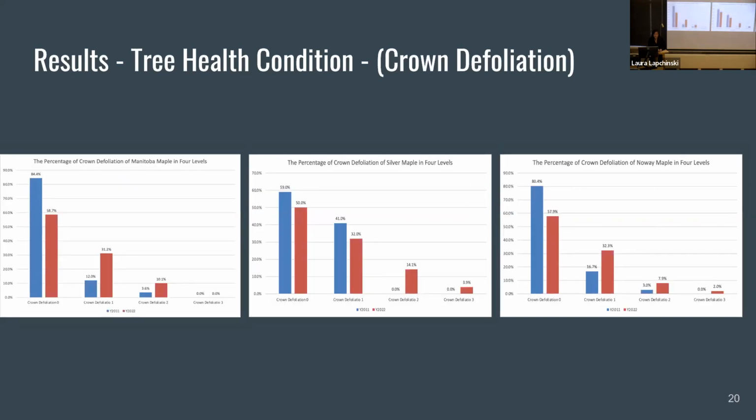The severity level of crown defoliation was exacerbated in 2022, with a reduction in the number of trees that have no crown defoliation, which is level 0, and an increase of trees in higher severity levels.